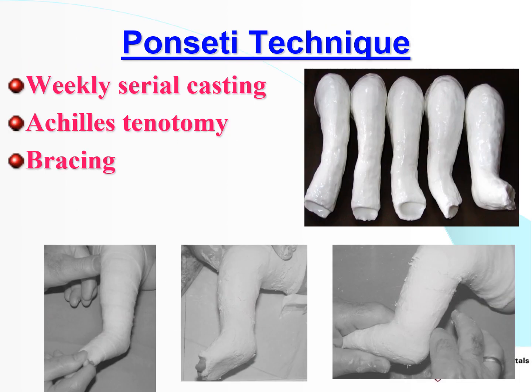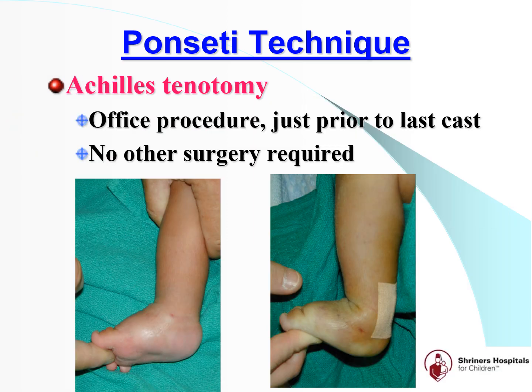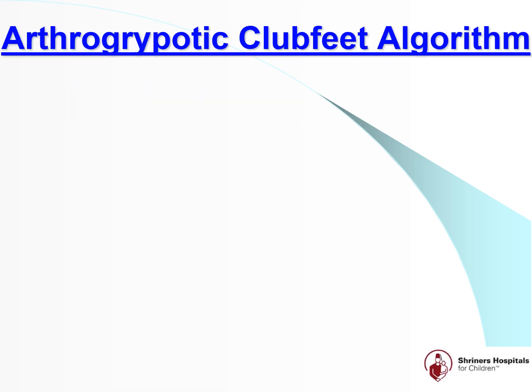The Ponseti casting has become a very important modality for treating these feet. The Ponseti method was described for typical club feet with weekly stretching casts. Once the foot was well corrected, an Achilles tenotomy was done, and then the foot went on to years of bracing. The only real surgical procedure needed in the younger children is an Achilles tenotomy, which is often done as an office procedure for children under 1.5 to 2 years of age. There are a few modifications we make for the arthrogrypotic club feet.